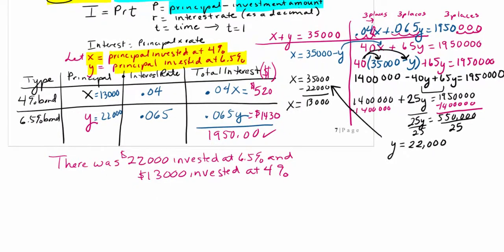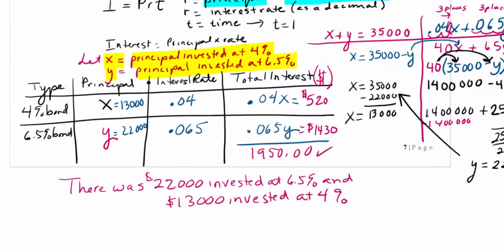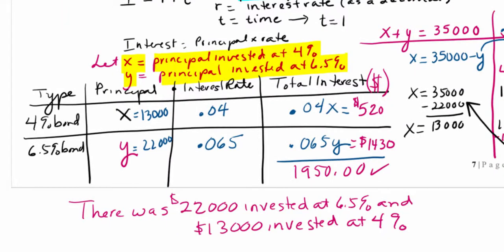I went ahead and paused the video and then came back and showed you the check here. I went back to our tables and I put x equals 13,000, multiplied it times the 0.04 interest rate, and I got $520 in interest earned in that bond. Then I put in 22,000 for y, multiplied it times the interest rate, and got $1,430 interest, and together this added up to $1,950. And here's our conclusion statement that there was $22,000 invested at 6.5% and $13,000 invested at 4%.